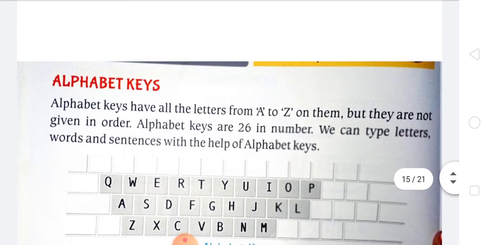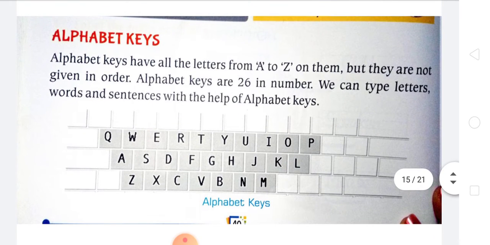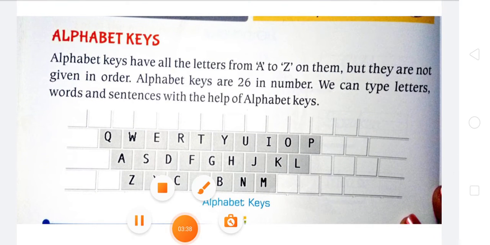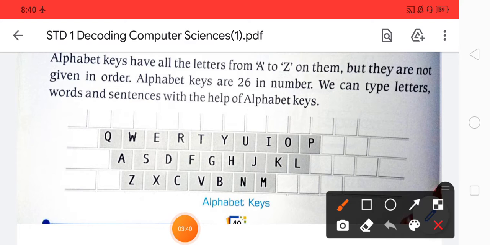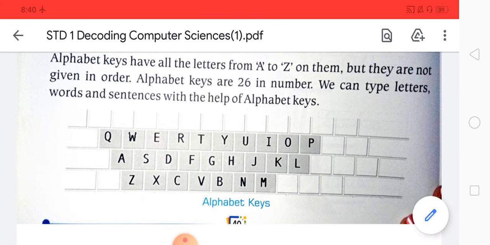Now let us know more about the alphabet keys. Just see here, alphabet keys have all the letters from A to Z, but they are not given in order. Alphabet keys are 26 in number. We can type letters, words and sentences with the help of alphabet keys, and these are the alphabet keys, students.